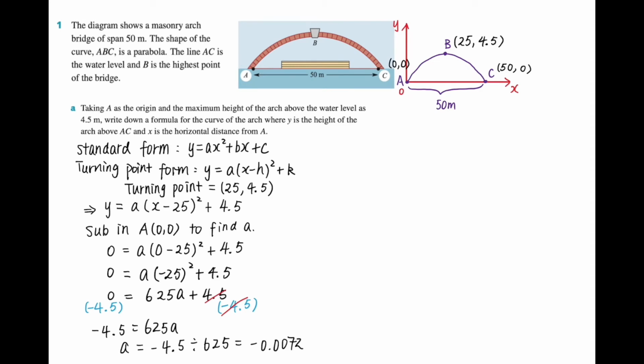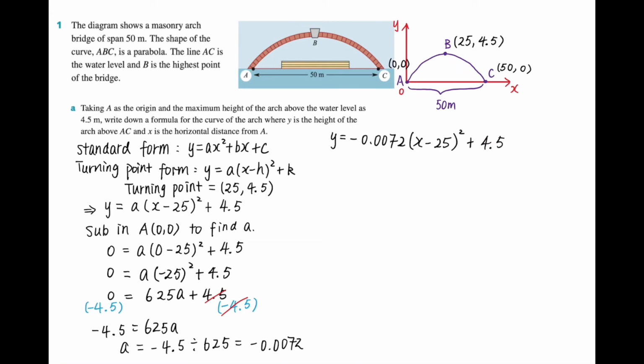And of course, I didn't do everything in my head. I used a calculator. So keep in mind that this question is an extended response question where calculators are allowed. So you can use a calculator in this section. Now we know what a is, and we can rewrite our formula as y equals negative 0.0072 times bracket x minus 25 bracket squared plus 4.5. You can leave your answer like this.